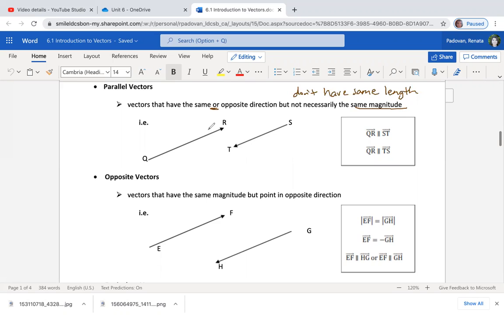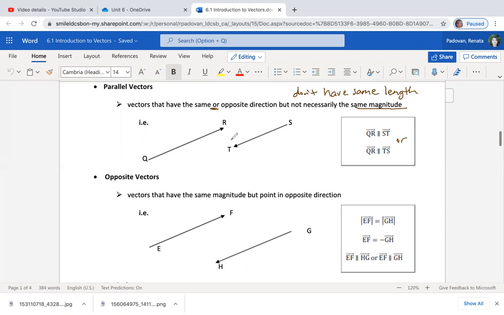So I've purposely drawn them so that they don't look like they're the same length, right? Because it says here they don't have to be the same magnitude. So they can go in the same or opposite direction. So I can say that vector QR right here is parallel to vector ST, which is exactly what's shown on the paper here. Or I can say that vector QR, back to QR in this direction, is parallel to vector TS.